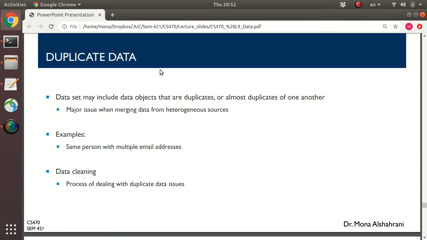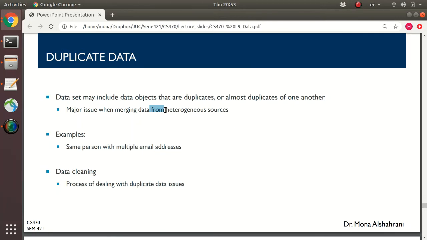Another problem with data is having duplicate data. The data set may include data objects that are duplicates of, or almost the same as, other data records. This is a major issue when we merge data from different resources. Data could be referred to using different terms, but they actually mean the same thing. For example, names of cities.